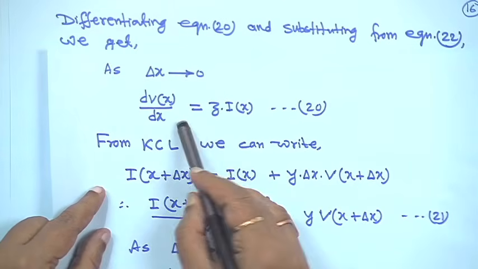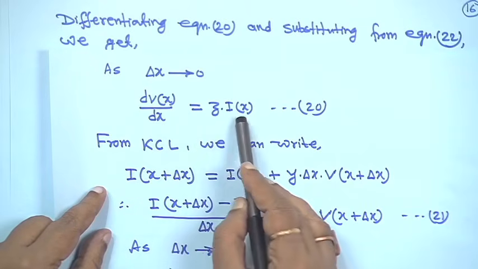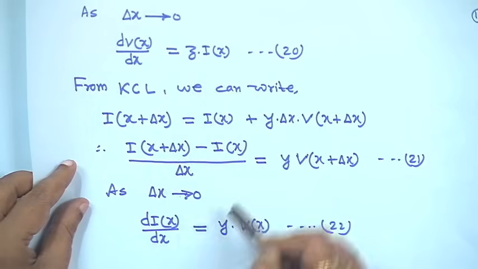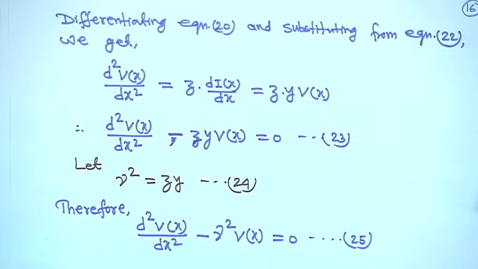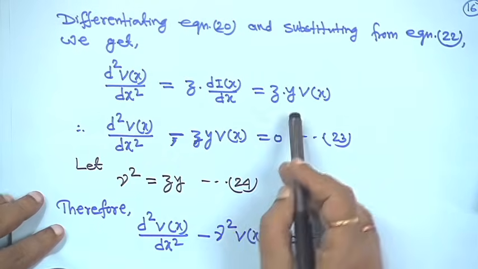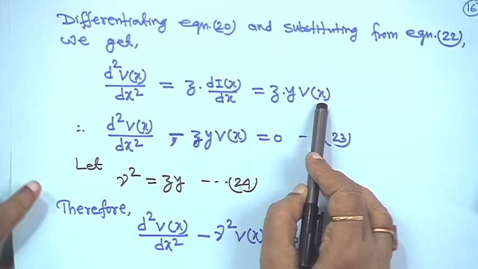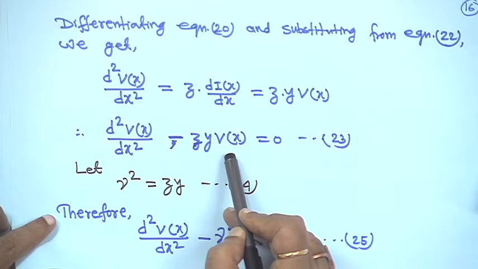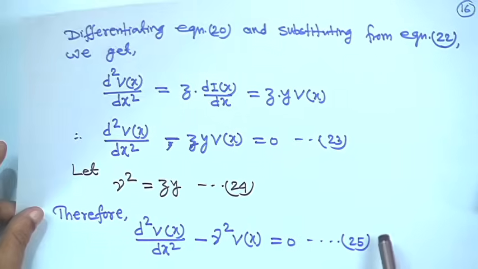You take the derivative of this equation, d²Vx/dx² is equal to z into dIx/dx, and whatever dIx/dx is here, you substitute in this expression. If you do so, you will get z·y·Vx. That means d²Vx/dx² minus small z small y into Vx equal to 0. This is equation 23.